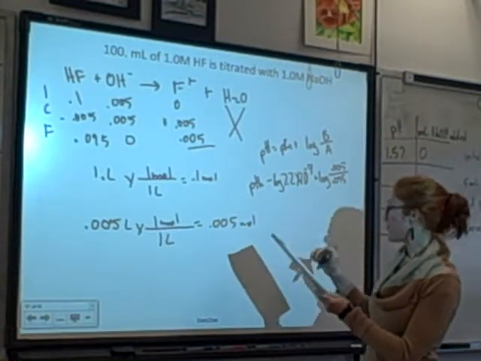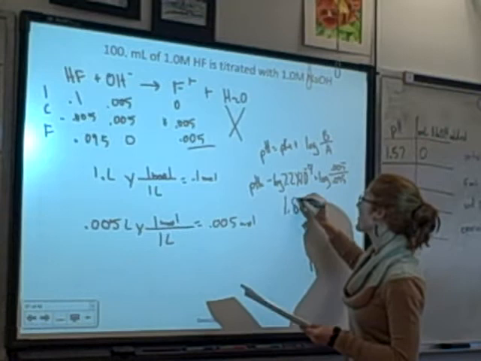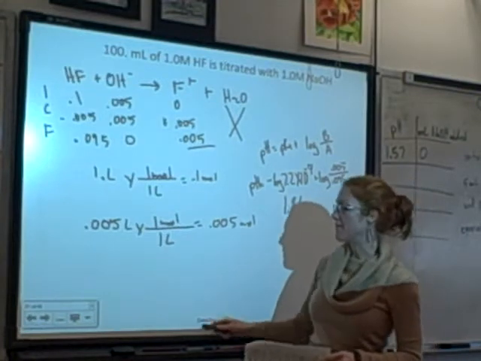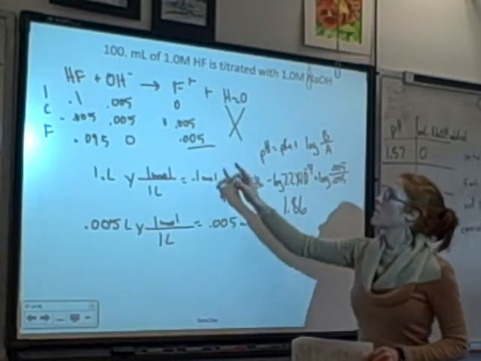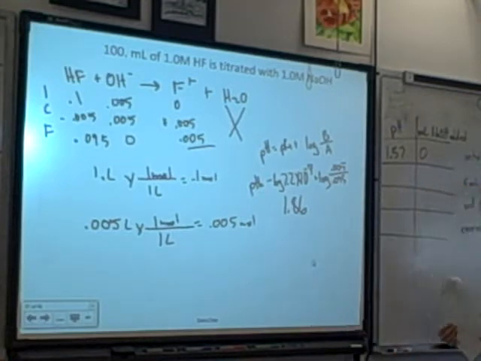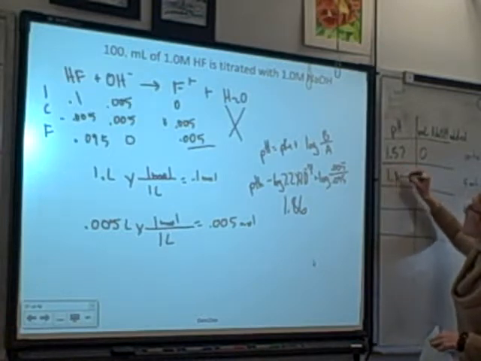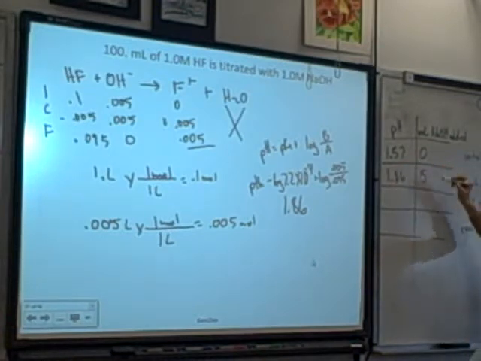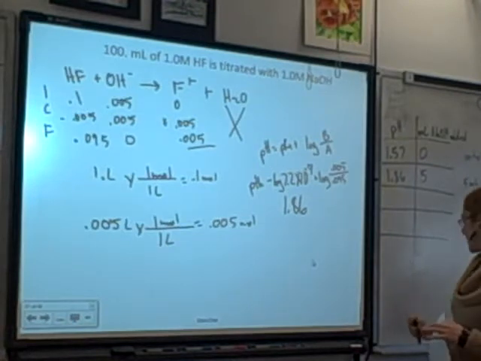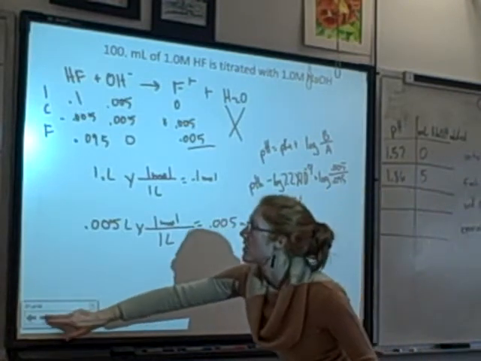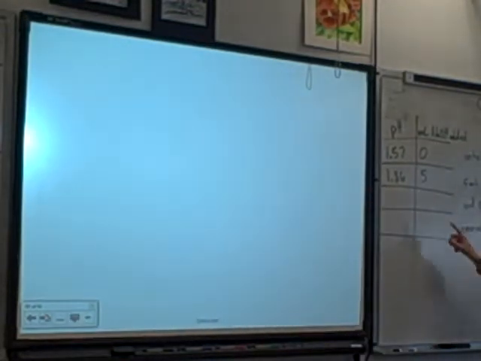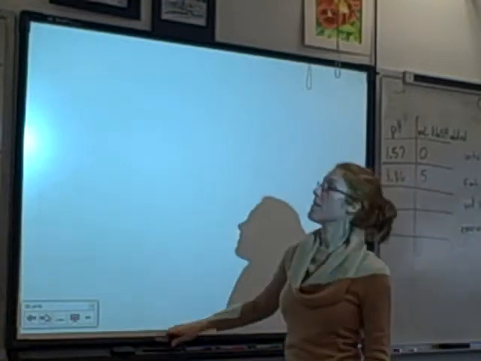And when I plug that in, I got 1.86. So it's not really much of a buffer. There's very, very little conjugate base. It's pretty much still just a weak acid. It's barely a buffer. So pH is 1.86, and that was after we had added 5 milliliters of sodium hydroxide. So the next part that we're going to look at is going to be the midpoint. Midpoint is when you've neutralized half of your hydrofluoric acid.